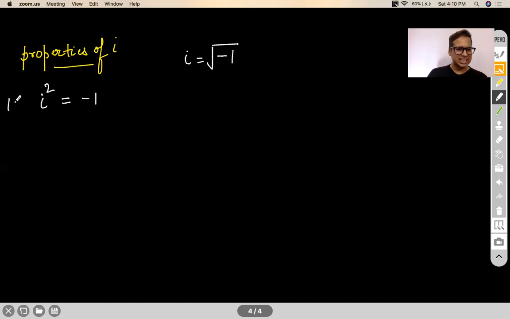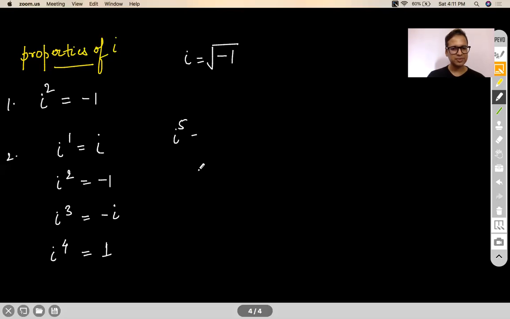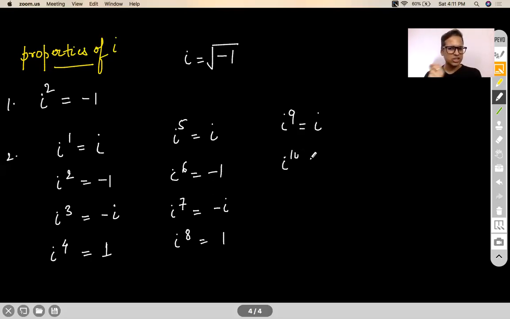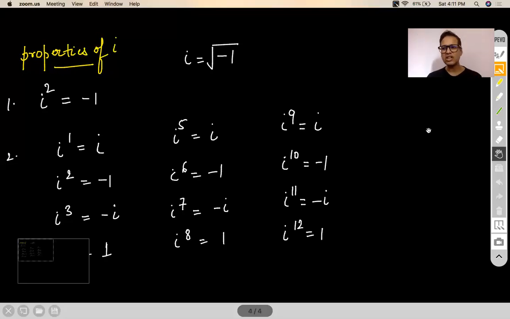Second thing is, if I just raise some powers to i, just keep watching these powers. You'd realize that it is following a cyclic nature. That means after every change of 4 in the power, it is repeating its previous value. Do you see this? As you can see, i to the power 1, i to the power 5, i to the power 9 are all i each. So after every change in the power of 4, it is regaining its previous value. i to the power 2, i to the power 6, i to the power 10, i to the power 14 and so on will all be minus 1. So this is following a cyclic kind of nature.